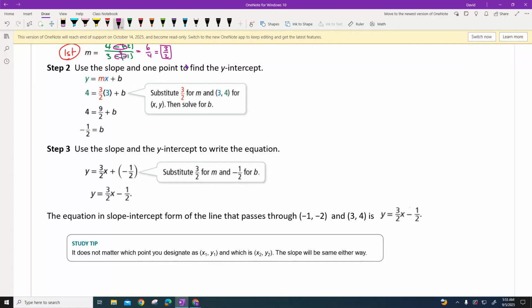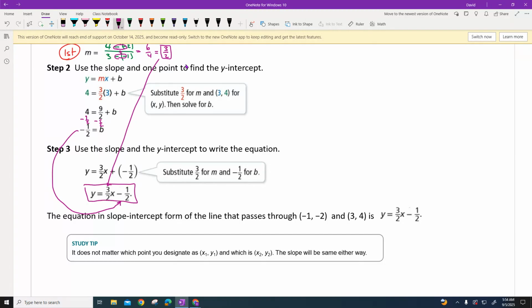So we do this, I get 9 halves. They minus 9 halves from both sides. And if I take 4, take away 9 halves, I get my b, which is a negative 1/2. And so now I go write my final equation. I have the 2 parts that I need. There's my y-intercept. There's my slope. And I write my equation and put a box around it.